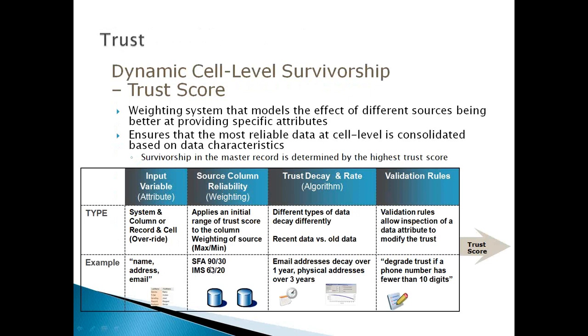So we have given that SFA is more trusted. It has a trust of 90 and minimum trust is 30. And similarly for IMS, maximum and minimum. So we need to specify two things, maximum trust and minimum trust. The next is the decay period that we have to specify. Here it is mentioned that email address decays over 1 year, physical address over 3 years.